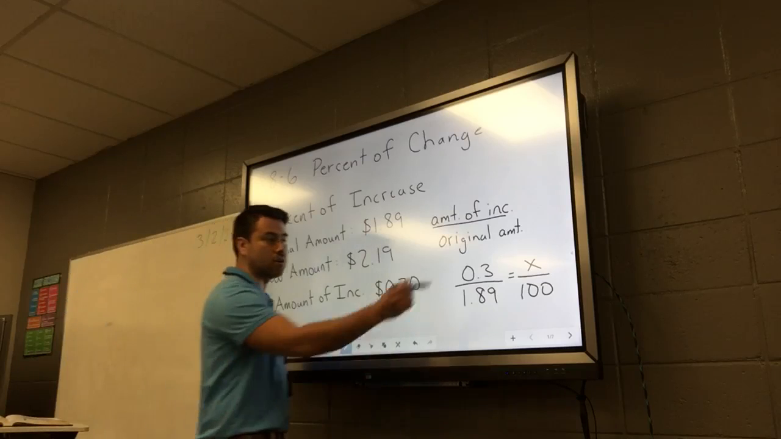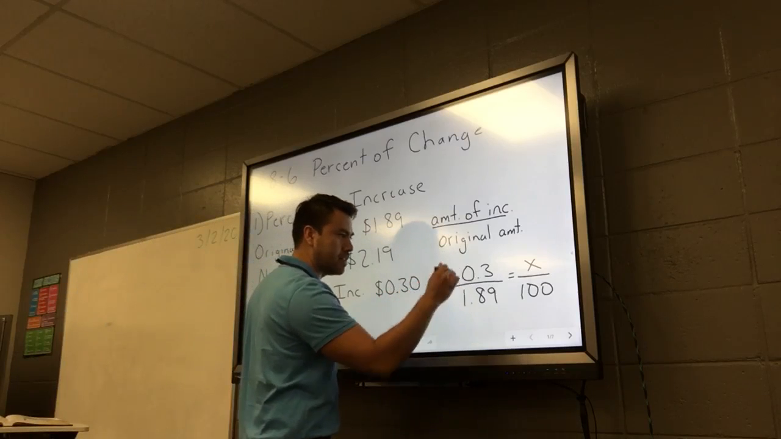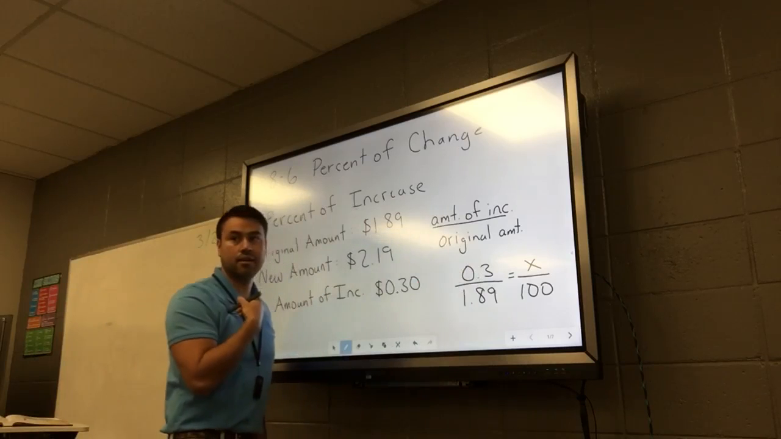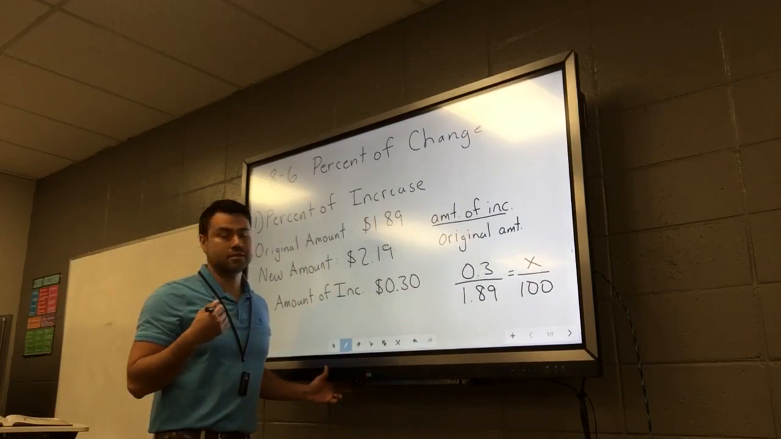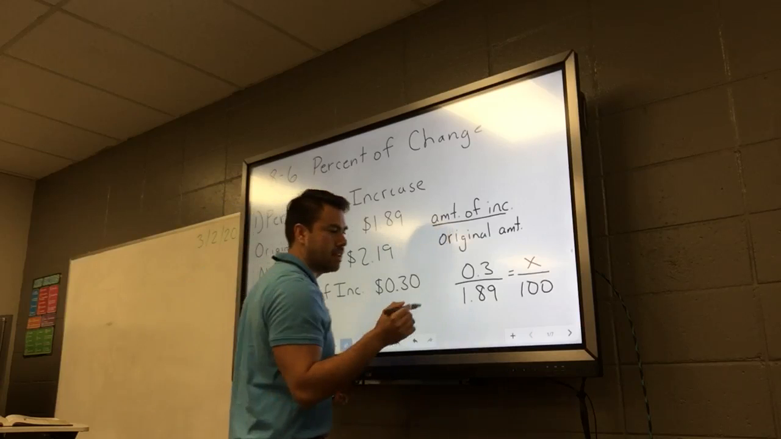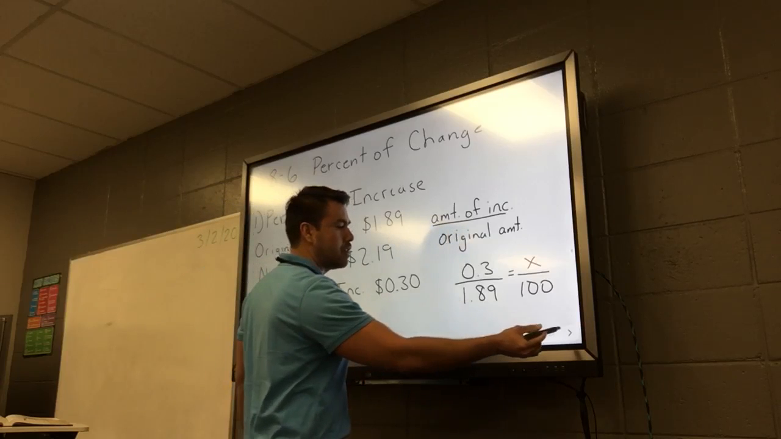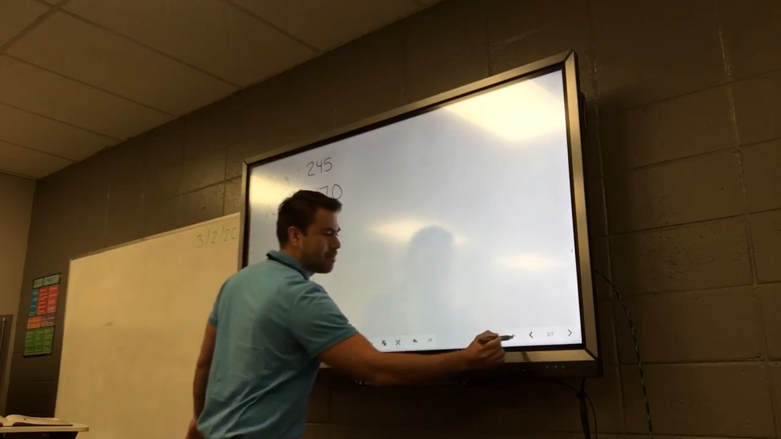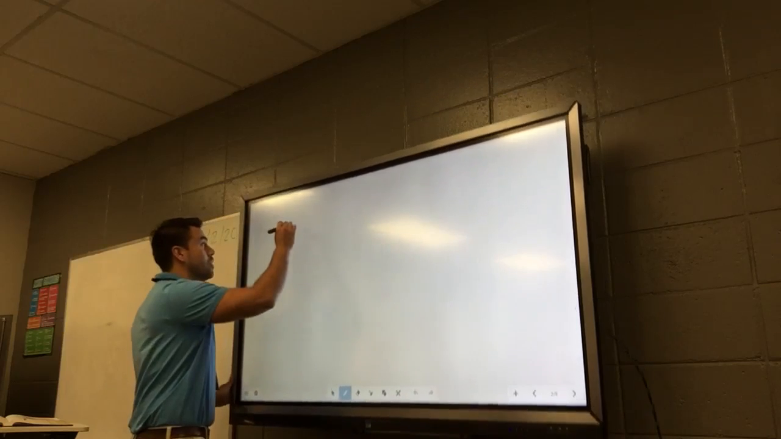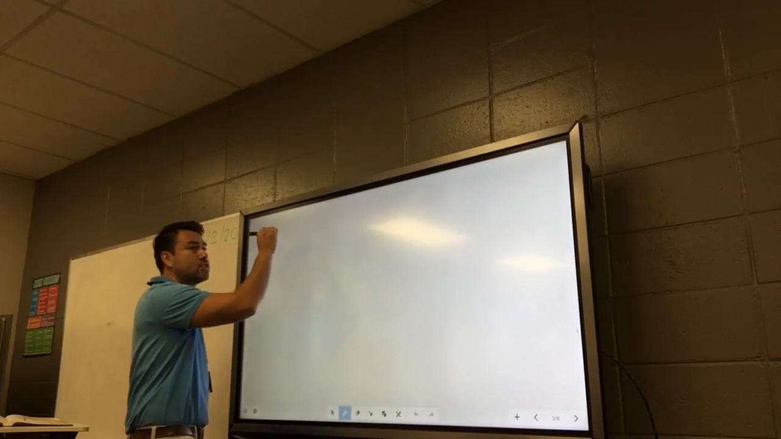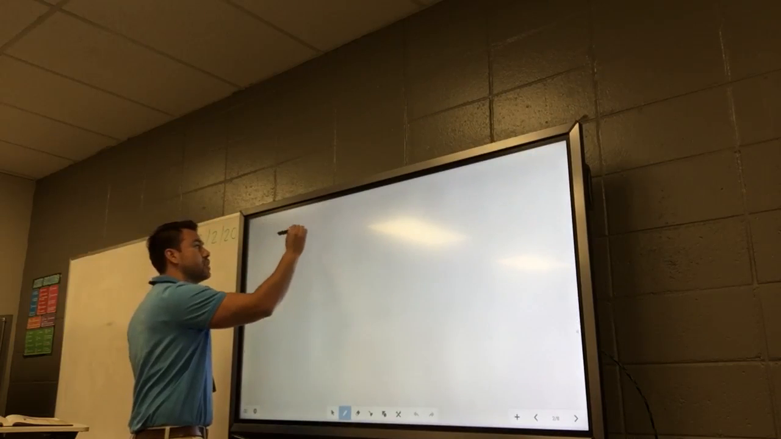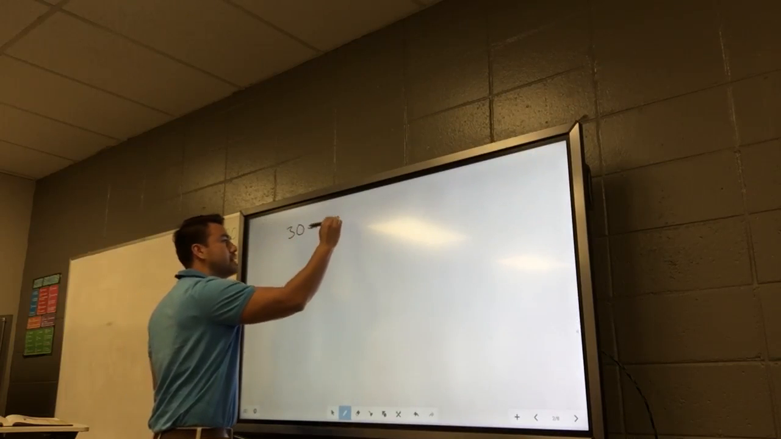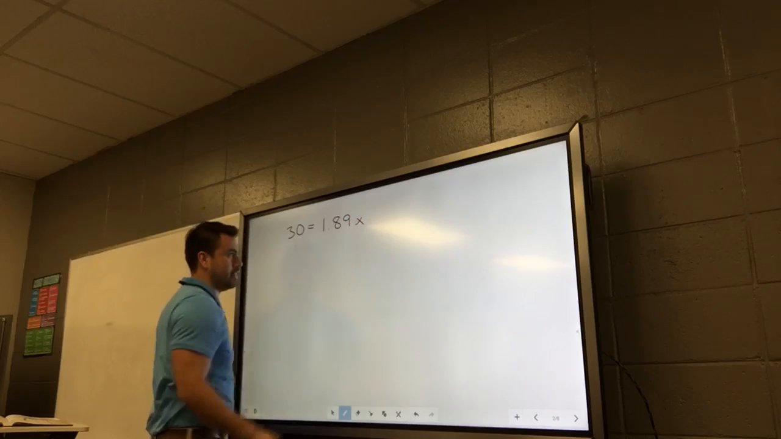0.3 divided by 1.89. So this goes in the box, so it goes outside. Okay, yep, so that would be the formula, and then the proportion is that. Okay, I'm going to do this on another page. So I got 0.3 times 100 is 30, and then 1.89 times x is 1.89x.